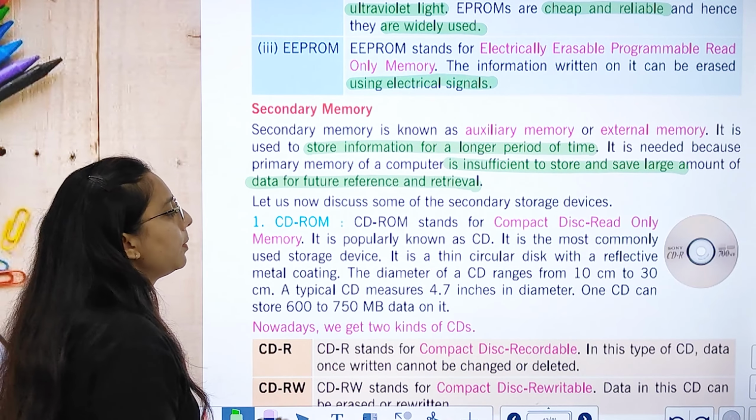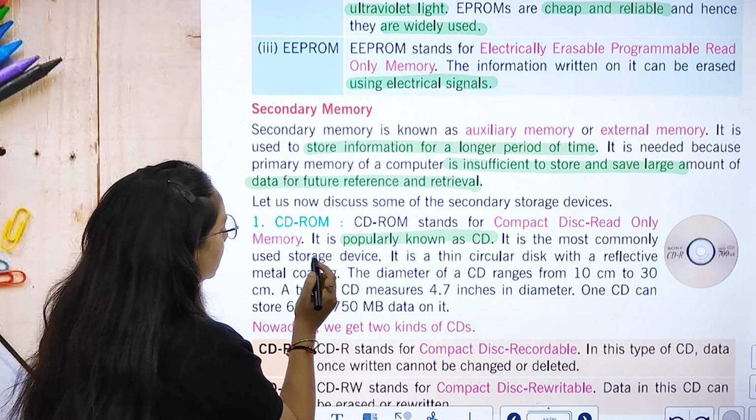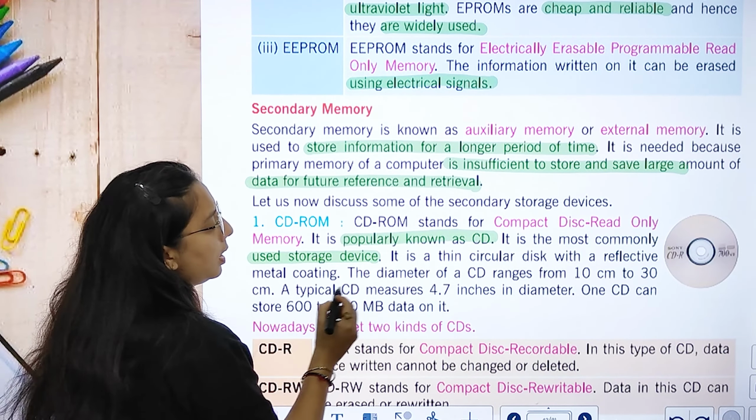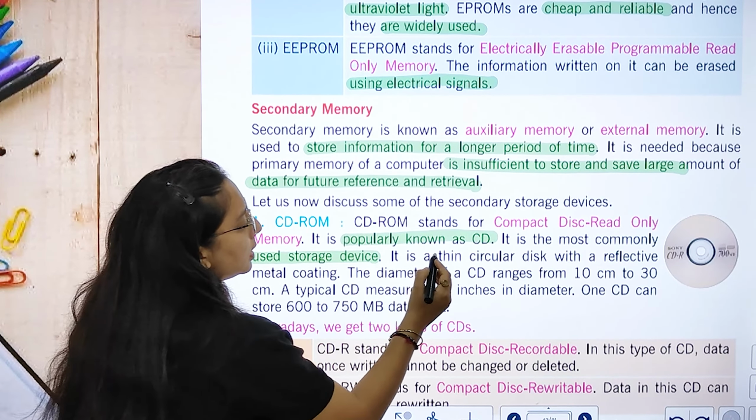Compact Disk Read-Only Memory is popularly known as CD. It is the most commonly used storage device. It is a thin circular disk with a reflective metal coating, and its diameter ranges from 10 cm to 30 cm. Its typical measure is 4.7 inch in diameter, and it stores 600 to 700 MB of data.